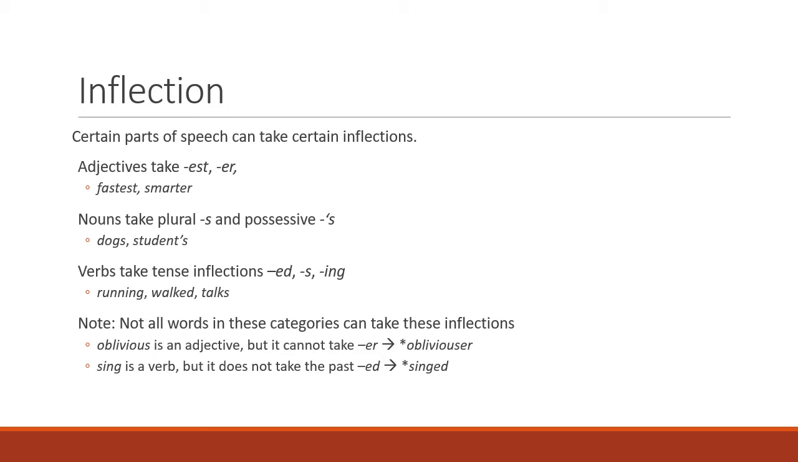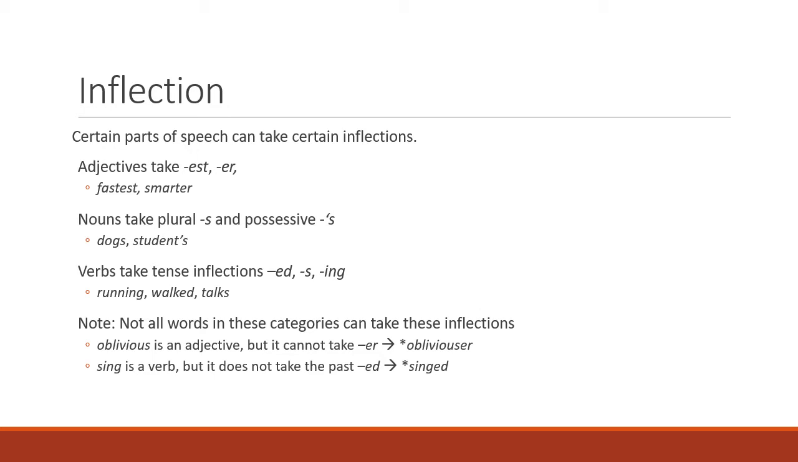Inflection. Certain parts of speech can take certain inflections. So you can test it by figuring out if you can add these inflection markers to the word, and you can figure out if they belong in the category. So adjectives take EST or ER, so fastest or smarter. Nouns take plural S and possessive apostrophe S, dogs or students. Verbs take tense inflection like ED or S or ing, so running, walked, talks.